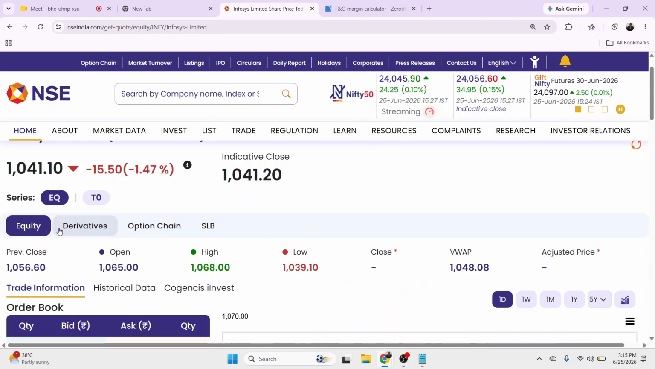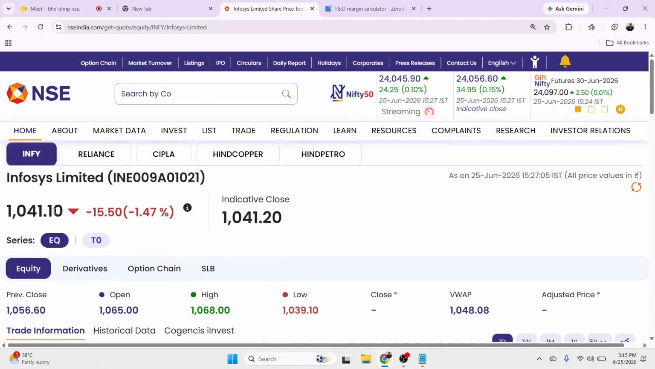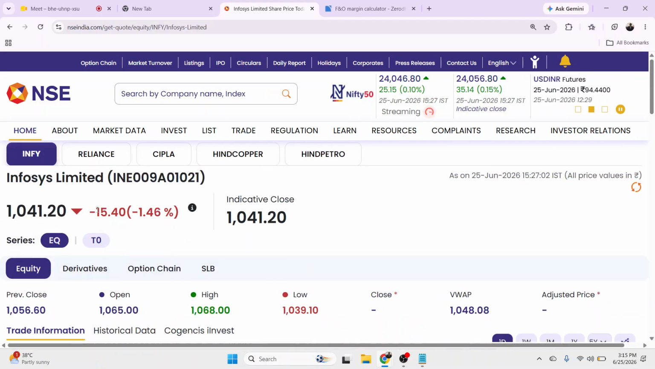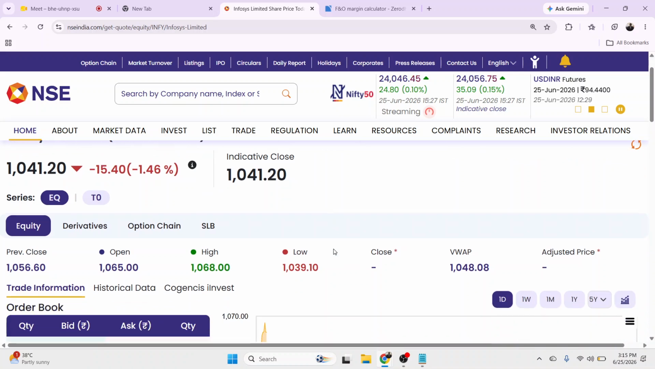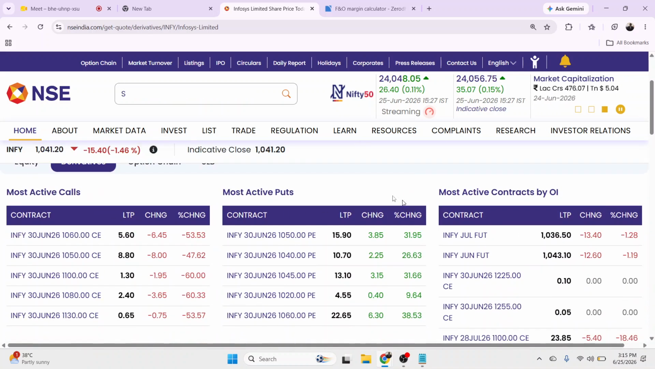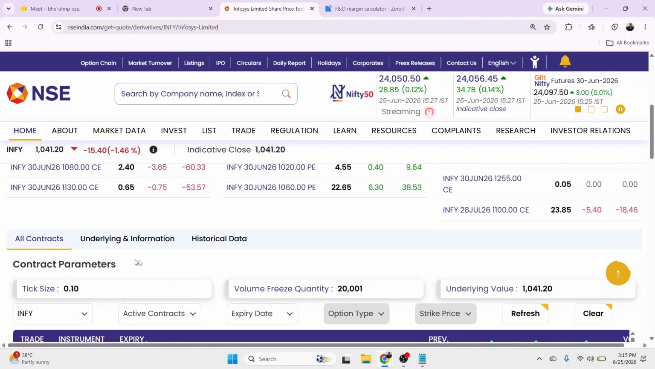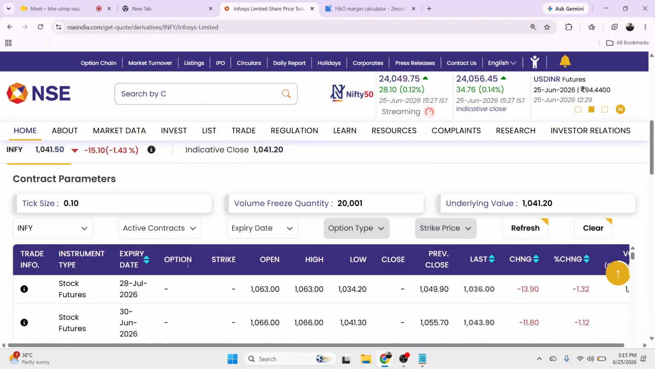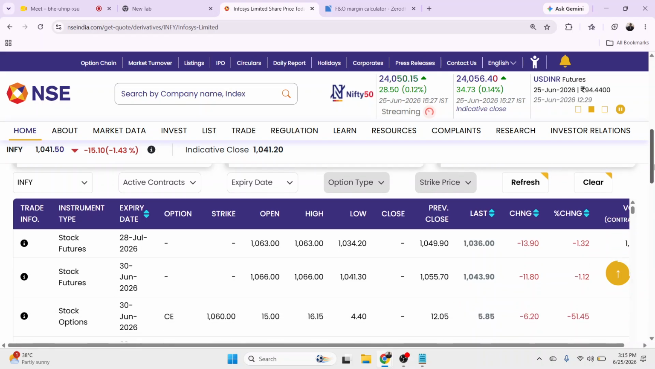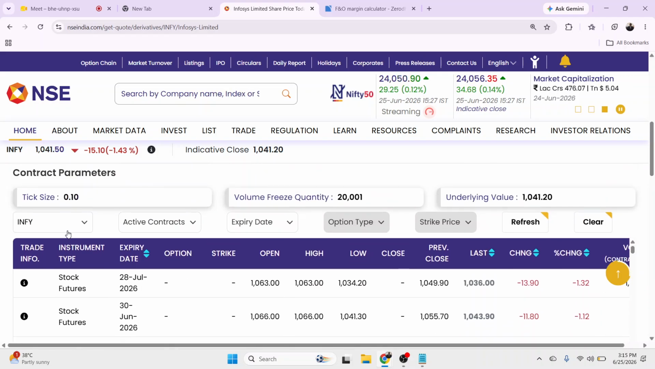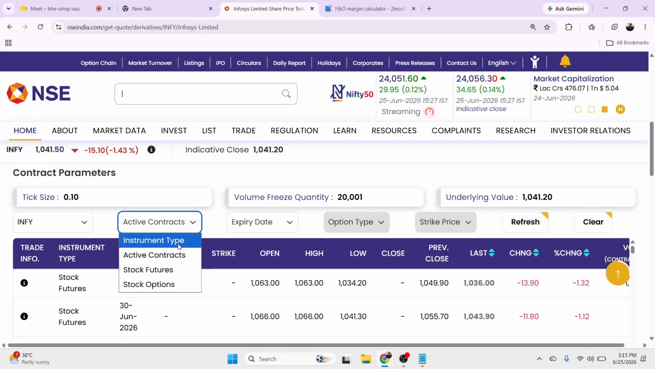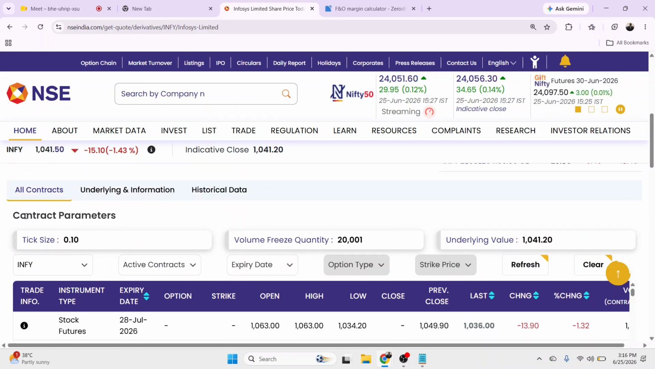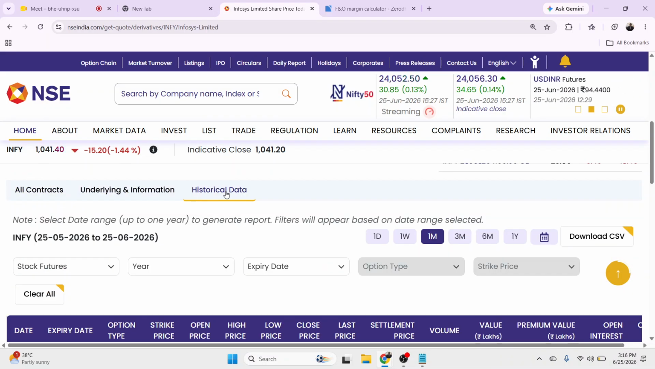So the price of the equity market is this one, 1041, and it is 15 points down today. And in derivative, you can see the most active calls, most active puts, open interest, and this is the contract information. Now the same thing, we can go for the stock future as well. So for Infosys we are only looking for stock future. We can see these contract parameters, all contracts, this is the underlying information, and this is the historical data.